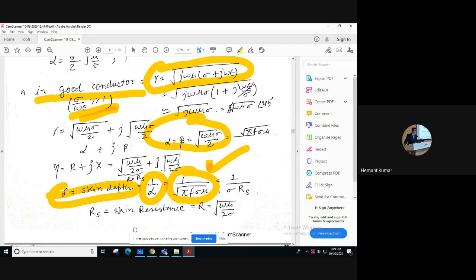And similar to this, we have a skin resistance, which is given by this formula. Skin resistance Rs, you just need to equate this skin depth equal to 1 upon sigma Rs. From here you can calculate the value of Rs. Rs is nothing but the skin resistance.